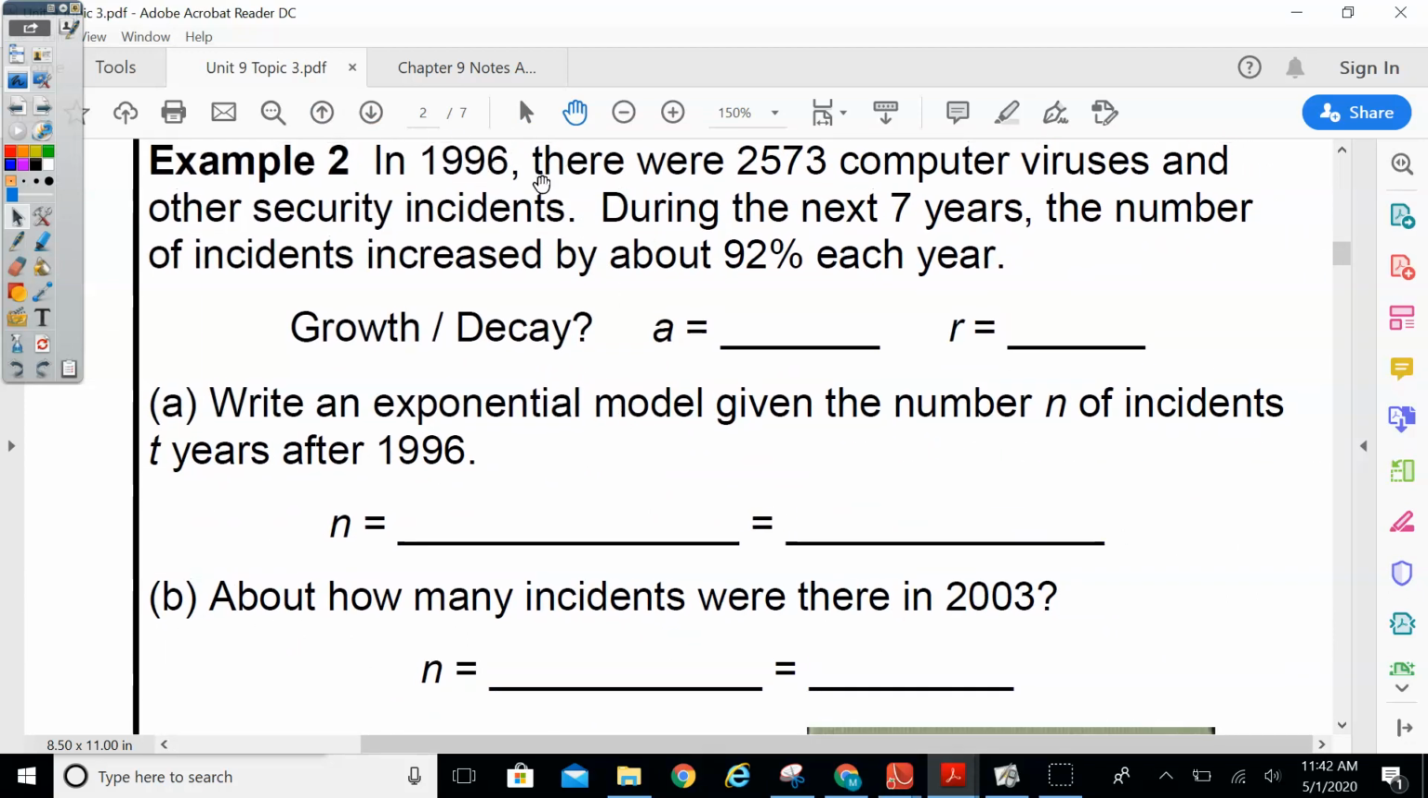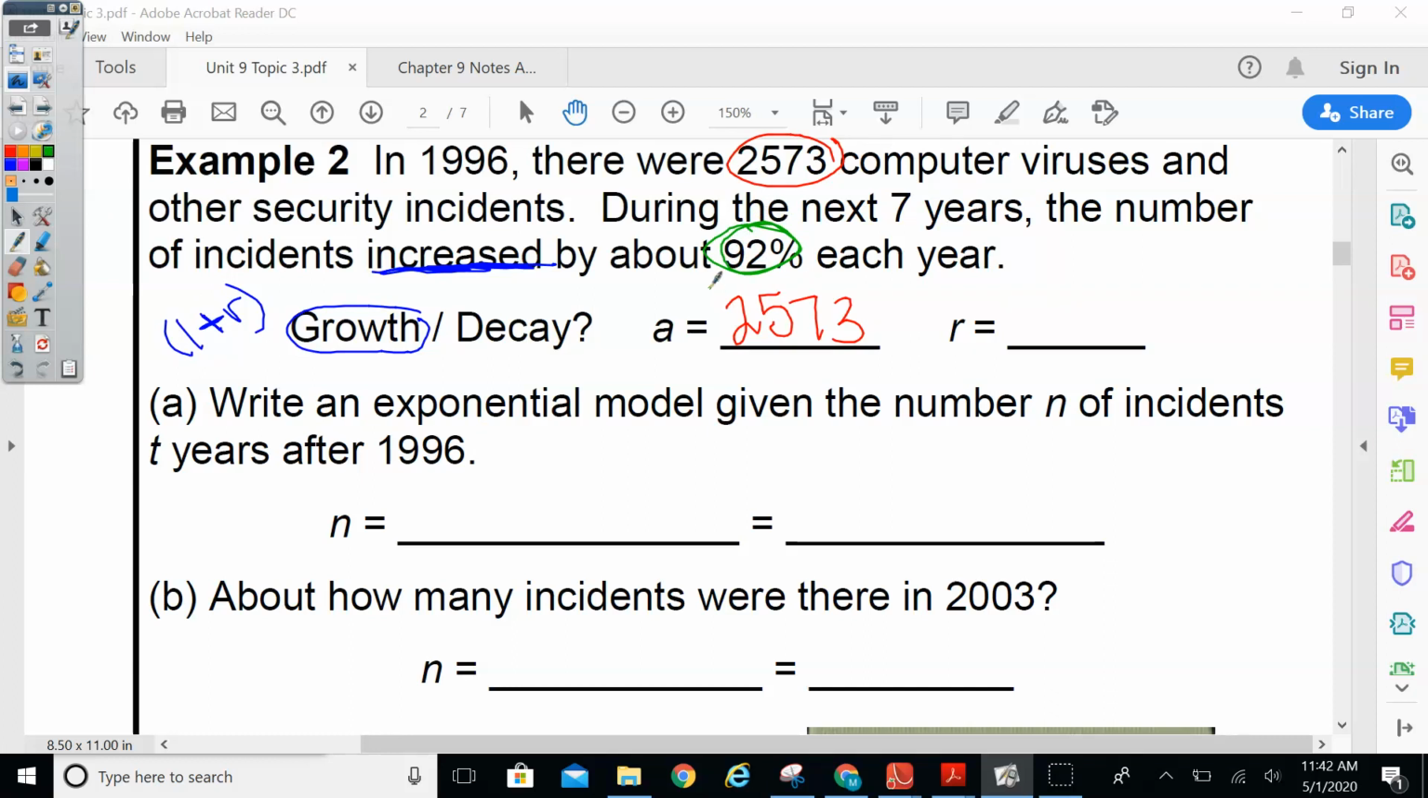So in 1996, there were 2,573 computer viruses and other security incidences. During the next 7 years, the number of incidences increased by 92% each year. So again, first, we got to decide, is it growth or decay? Increased means it's growth. So we're going to do the A(1 plus r) to the t. A is your starting number, so here we started with 2,573. And r is your rate, 92%, but as a decimal would be 0.92.